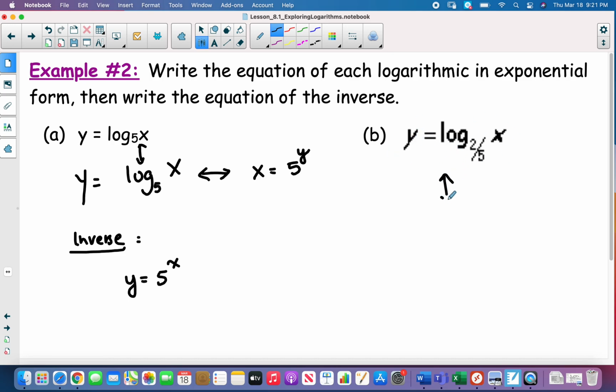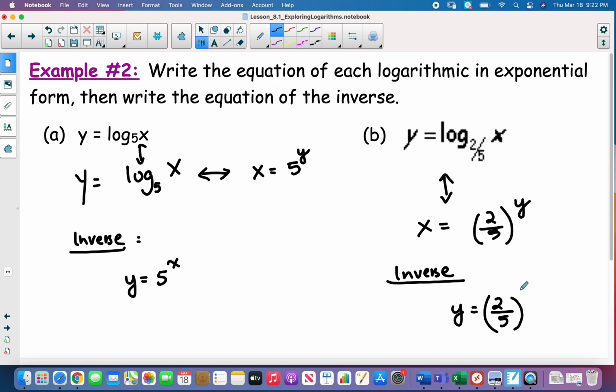The equivalent exponential form of y equals log of x to the base 2 over 5 is, in exponential form, x equals 2 over 5 to the power of y. Okay, and what is the inverse of either of these forms? Well, we're just going to switch the y and the x. y equals 2 over 5 to the power of x.